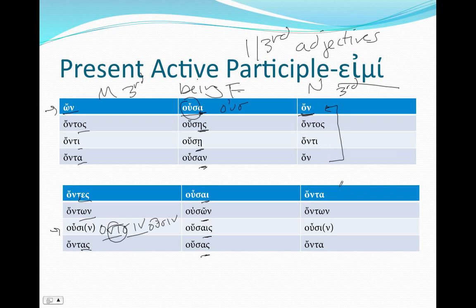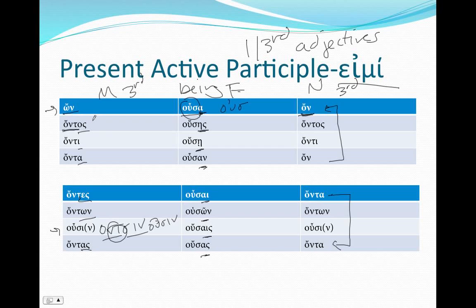And in the neuter, on, ontos, onti, on. Same old rule for neuters, and the same rule for neuter plurals: onta, ontōn, ousi, onta. So the present active participles of eimi, remember, are first, third declension. The stem is ōn, ousa, on, with that masculine neuter stem having a tau in there.